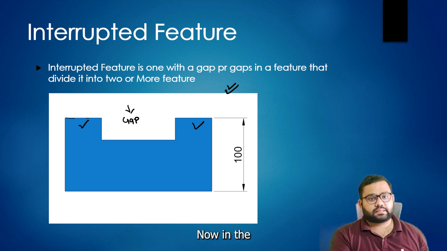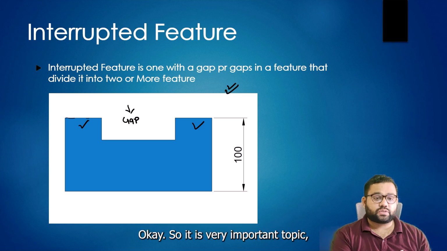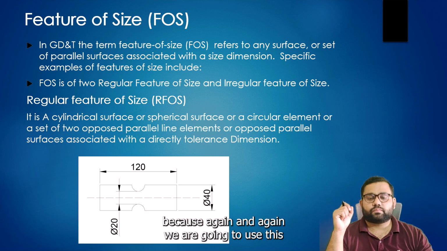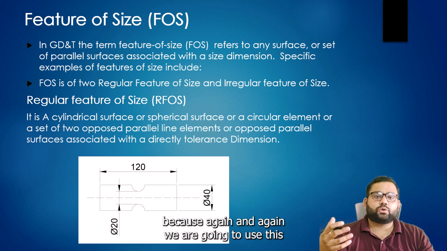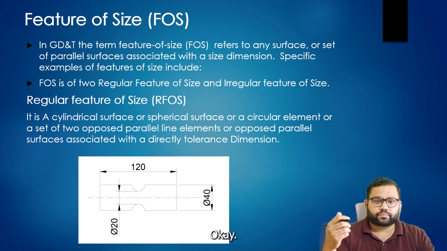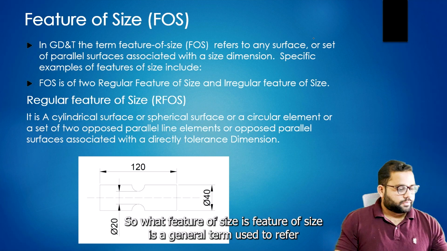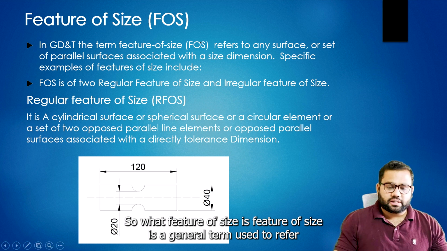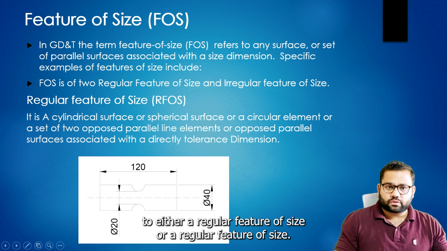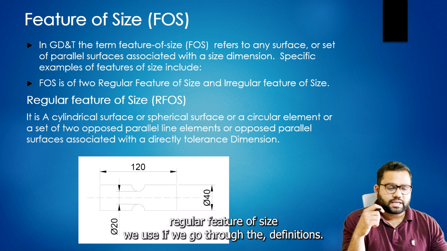Now we are going to start with the feature of size. It is a very important topic to learn in GD&T, because again and again we are going to use this feature of size. So what is a feature of size? Feature of size is a general term used to refer to either a regular feature of size or an irregular feature of size. There are mostly two types of regular feature of size that we use.